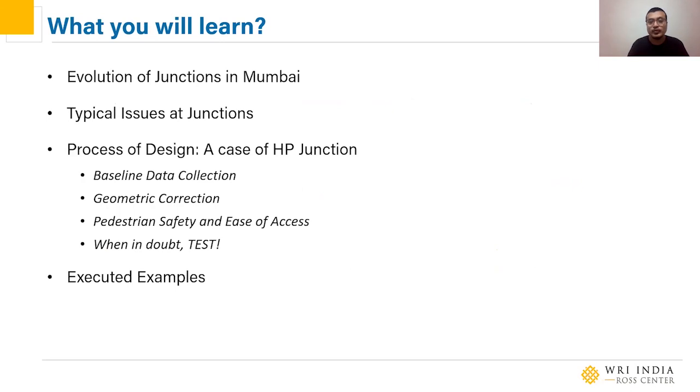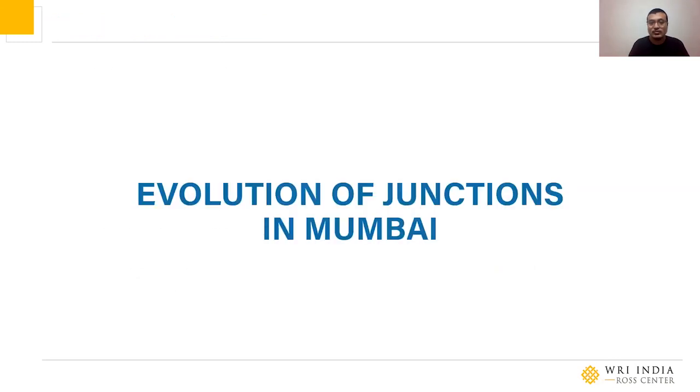In this module, we will look at the detailed process of designing safer junctions. But before getting into the process, it's important for us to understand what a junction is, and we will also look at what are the typical issues at junctions. In the end, we will also go through a few junctions in Mumbai, which have been recently executed by MCGM in collaboration with us. So, junctions are a very important part of streets.